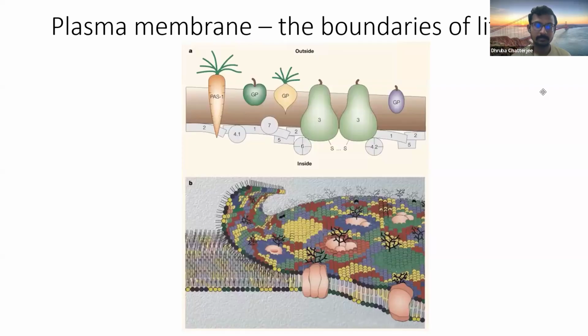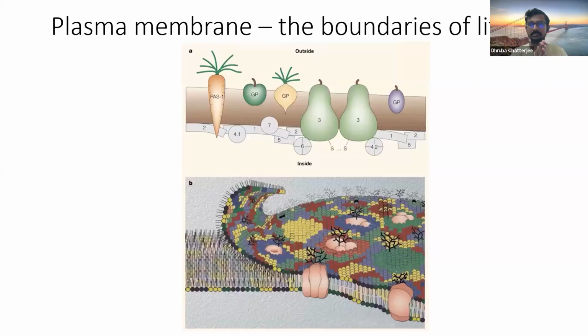Now the plasma membrane is primarily a lipid bilayer. Right? It's a lipid bilayer within which several different protein molecules are embedded. And as we will see in the next slide, the fluid mosaic model of the plasma membrane, these protein molecules are embedded and they are floating in this sea of lipid.